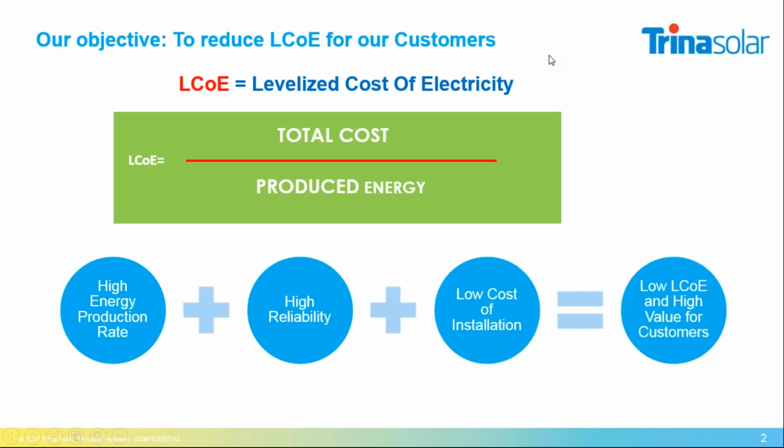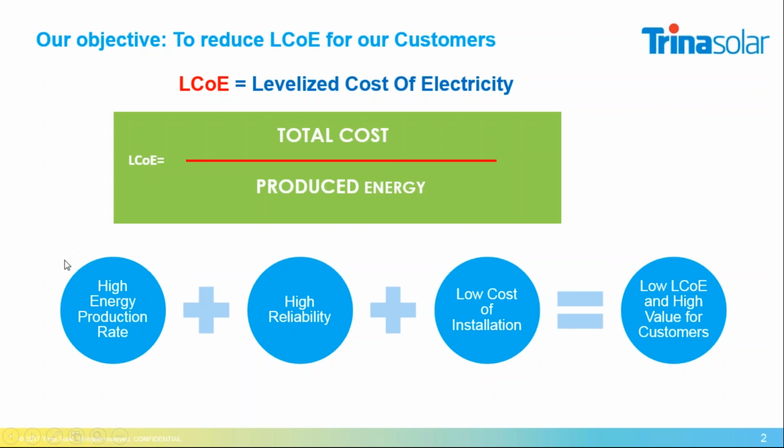Today, since our main target and objective is to reduce the LCOE, the levelized cost of electricity, for our customers, first we have to look at the definition of the LCOE. The LCOE is the total costs divided by the produced energy. The total costs cover the capex, the investment, the system cost, the financing cost, and the operation and maintenance cost. We can also see here a short summary of how we can get a low LCOE.